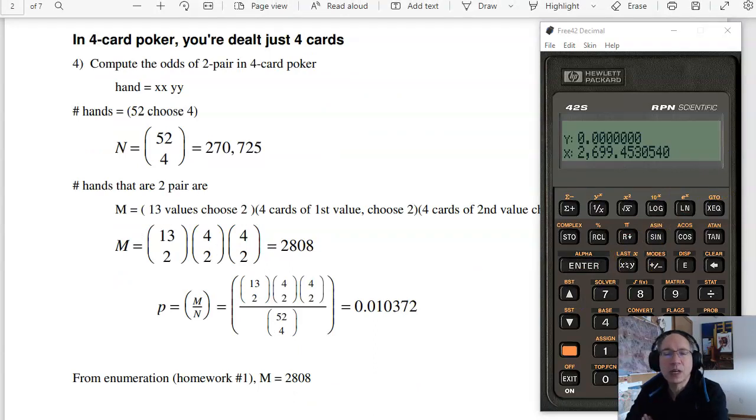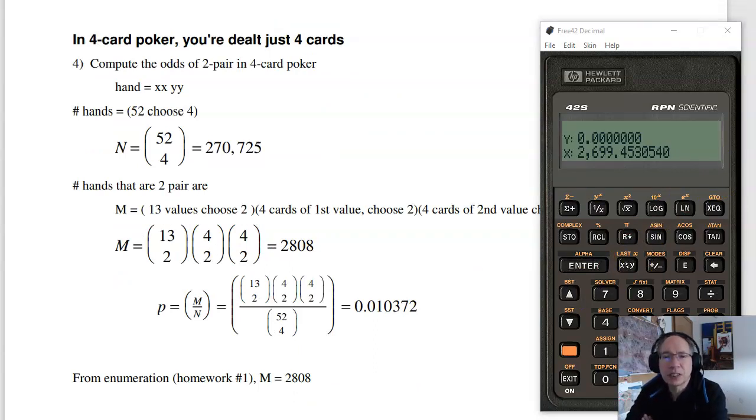In 4-card poker, you're dealt just 4 cards. Compute the odds of getting 2 pair. The number of hands in 4-card poker is 52 choose 4, which is 270,000. The number of hands with 2 pair: there are 13 values, ace through king. Pick 2 of them. Say we have jacks and 3s.